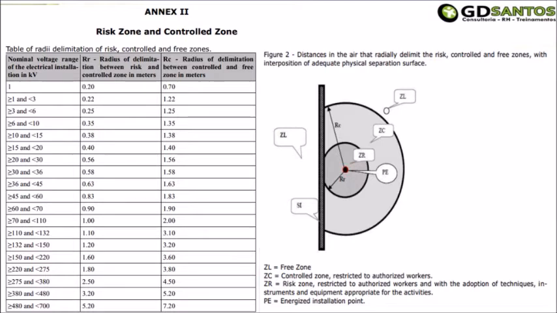Authorized workers are the ones that are qualified for working with electricity. The risk zone, ZR, in Portuguese Zona de Risco, is restricted to authorized workers and with the adoption of techniques, instruments and equipment appropriate for the activities. And there is also the PE, energized installation point, in Portuguese ponto energizado. All these zones are established from the PE, which is the energized equipment.